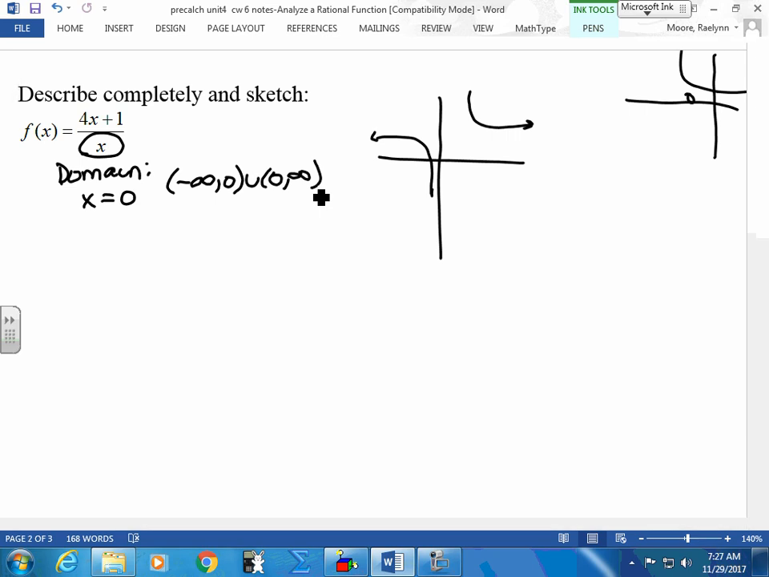The range we're going to hold off on because we don't know where that little break is horizontally, so we don't know what y values we can't use yet. Okay, so follow your sheet that we just had.